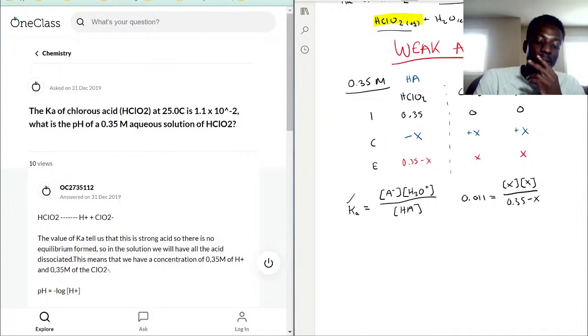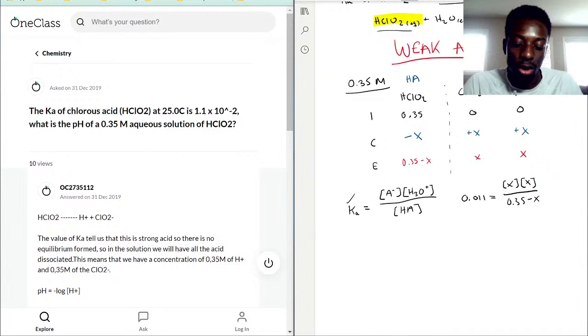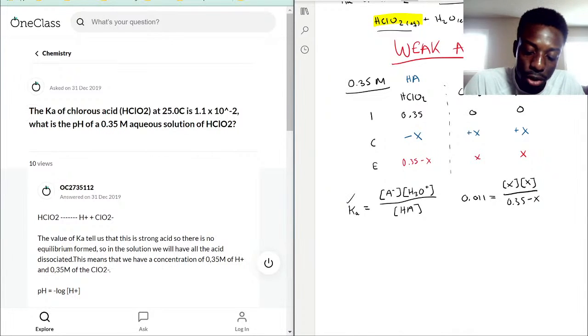Now here's a little cool thing. This would have been much easier to solve if, you see how it's just x squared? If x was so small that the 0.35 wouldn't change much, then we could have just done the square root of 0.11 times 0.35. That would have been it.